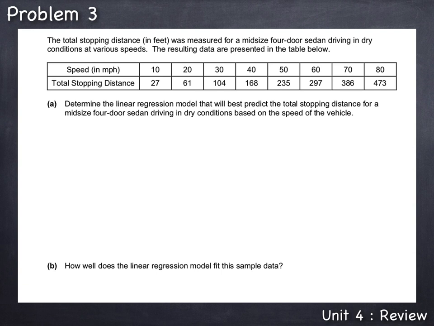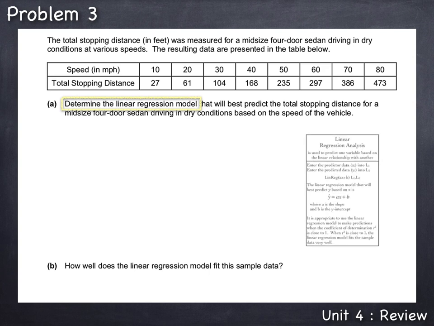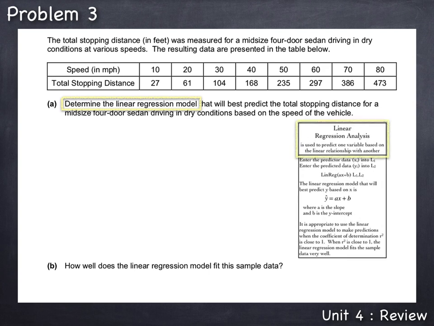Part A asks, determine the linear regression model that will best predict the total stopping distance for a mid-size four-door sedan traveling in dry conditions based on the speed of the vehicle. So part A is asking us to determine the linear regression model. That means we'll perform a linear regression analysis.